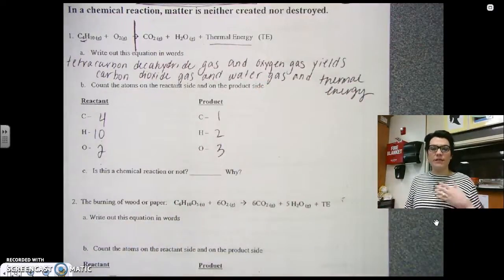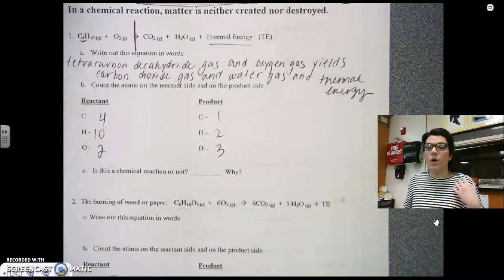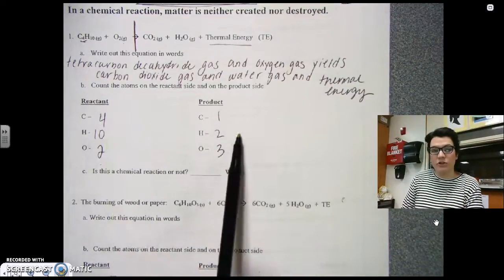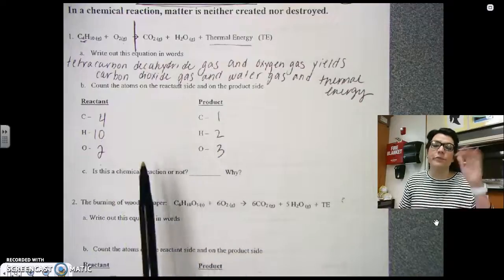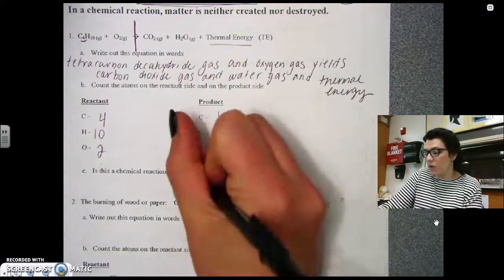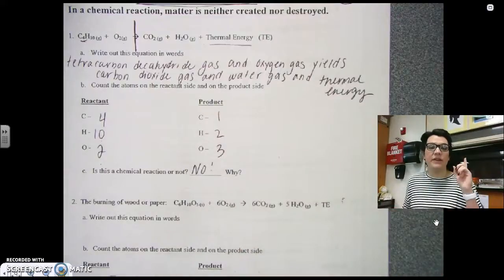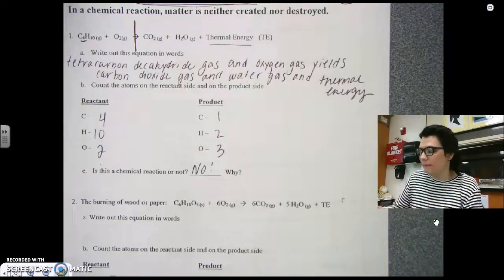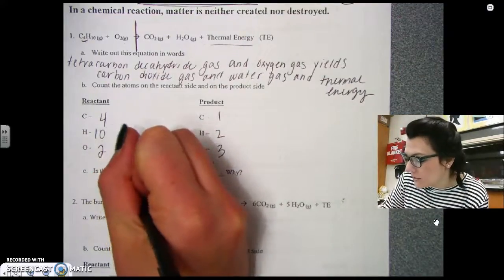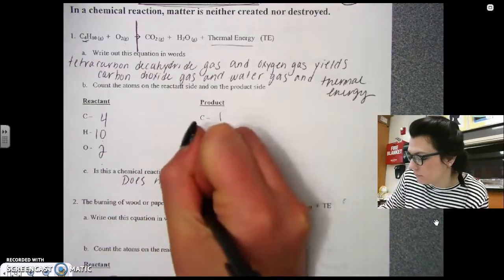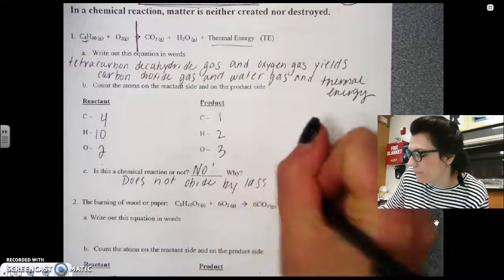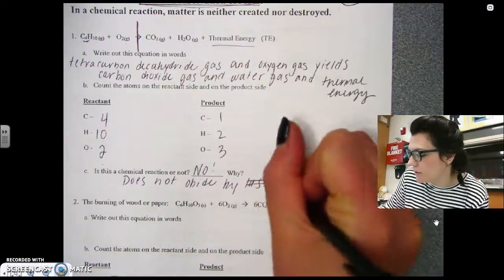And then the next question says, is this a chemical reaction or not? And hopefully you're thinking, well, I have destroyed carbon, destroyed hydrogen, and created oxygen. So therefore, this is going to be no, this is not a chemical reaction. And the answer why is because matter was created and destroyed, or it does not abide by the law of conservation of matter. Sorry, I'm trying to write two words together.